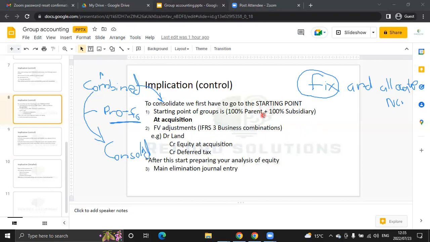Now, in a test, for this remeasurement, they'll just tell you that after remeasuring the assets and liabilities, we found that maybe PPE was undervalued by maybe 10,000, right?